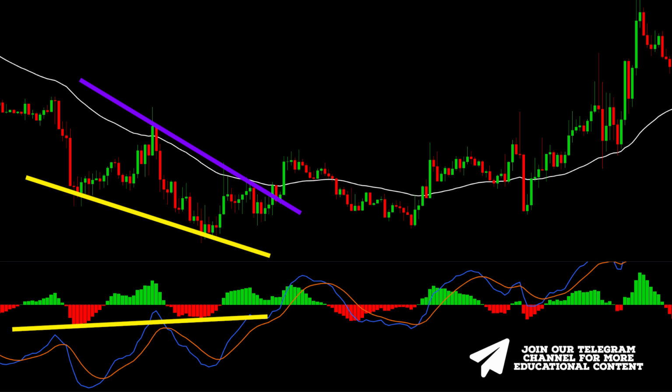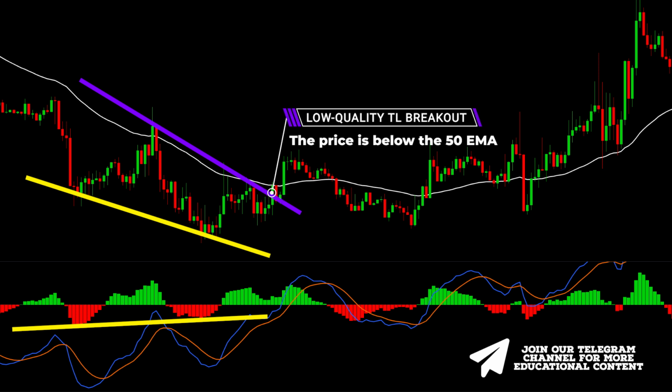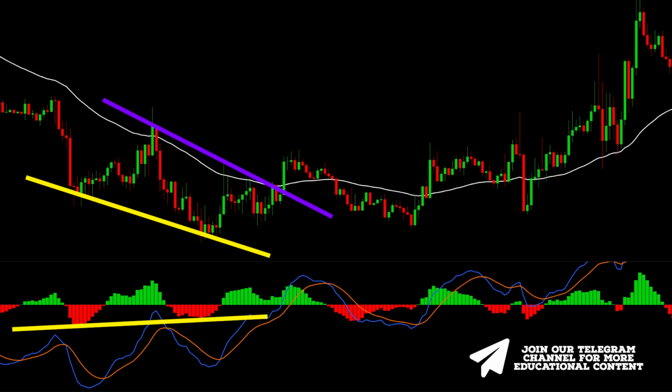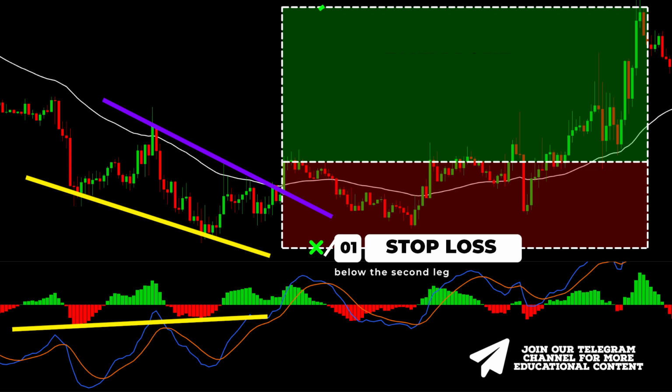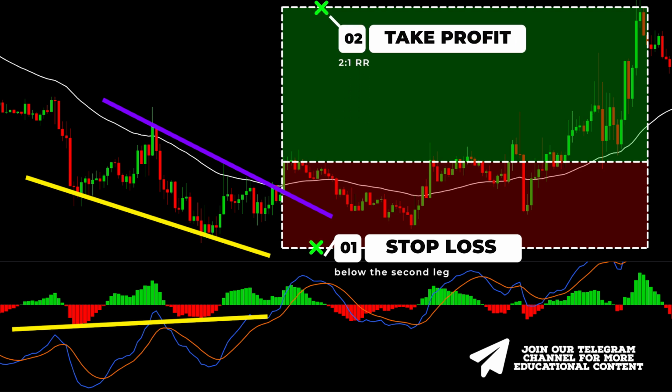So, we initially can draw a trend line this way, catching the breakout right here. But, at this point, the price is still below the 50 EMA. As a result, we should extend our trend line, considering this new swing. Finally, we got a picture-perfect breakout right here, so that the price is above the trend line and 50 EMA. We enter the trade on this breakout candle, with a stop loss below the second leg and a 2-for-1 risk to reward target. And boom, our take profit was hit.